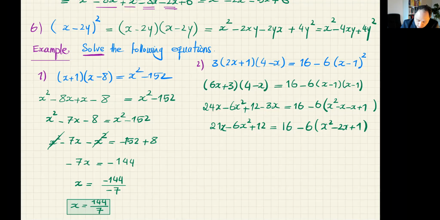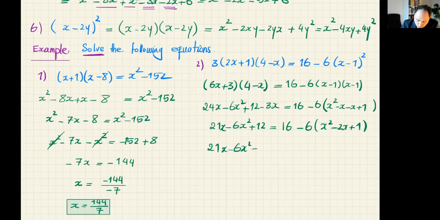Okay, so then this becomes 21x minus 6x squared plus 12. On the right hand side, I will have 16 minus 6x squared positive 12x negative 6. I took this negative 6 and multiplied here, here, and there. Again, don't worry about this quadratic term because you see, we only know how to solve this one if this is cancelled. And the good point, this will be cancelled.